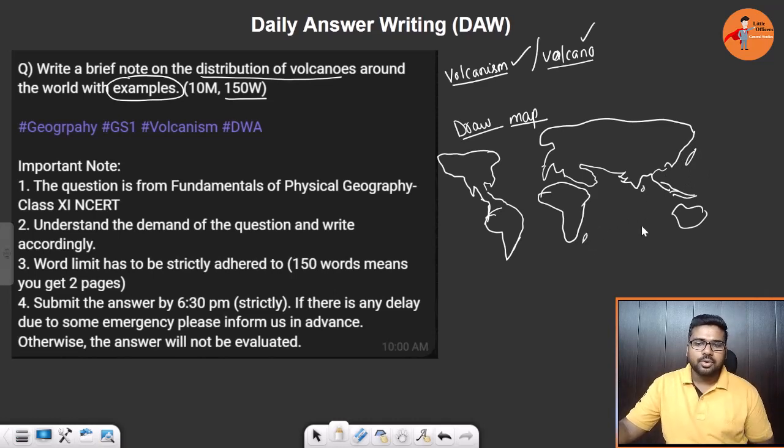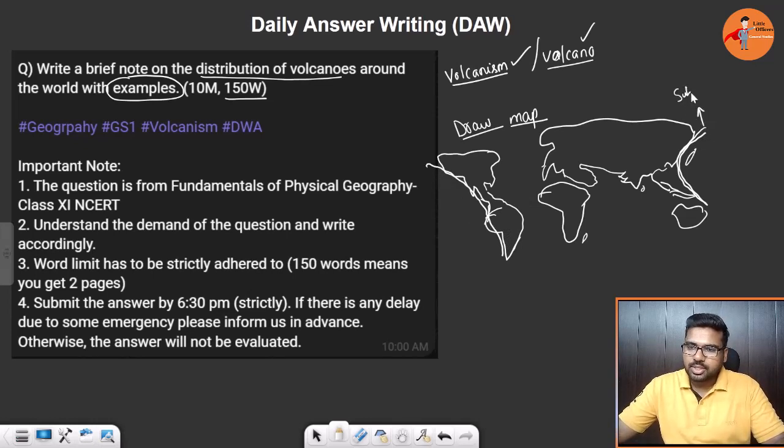Now here the focus should be on three elements. One is the Pacific Ring of Fire. This is where the majority of the world's volcanoes are located, because this also falls in your subduction zone, the Benioff zone. So this is the subduction zone between the continental crust of Eurasia, North America, South America and the Pacific plate. So this region you shade it and mention. Here you have some examples like volcanoes associated with the Rockies and Andes and also Indonesia, Japan and all.